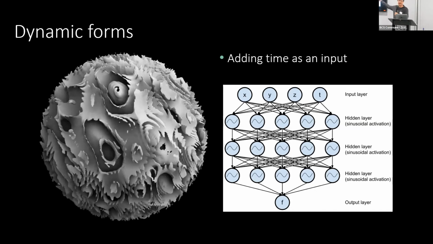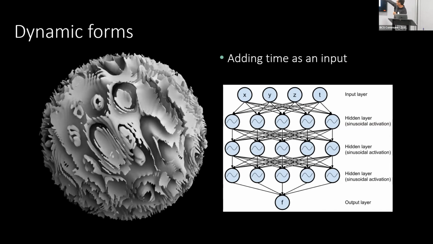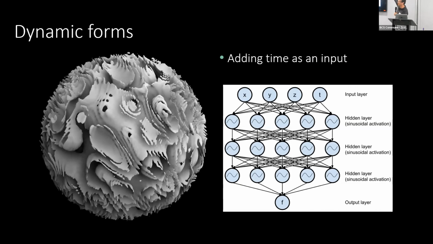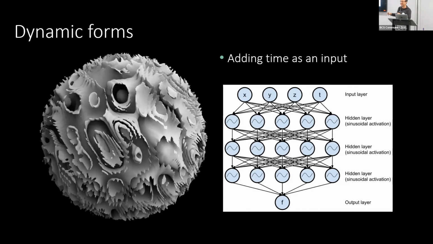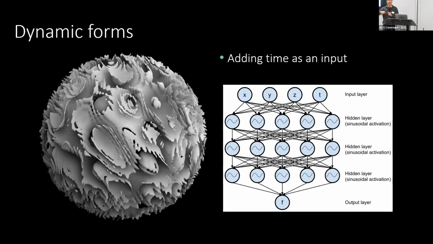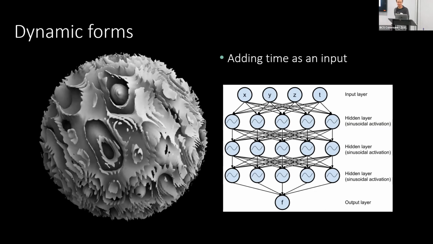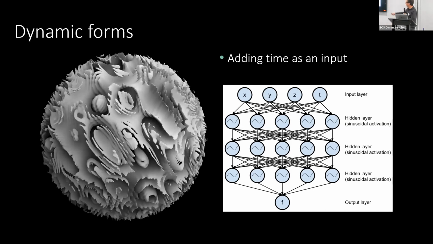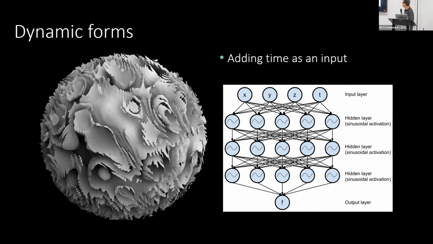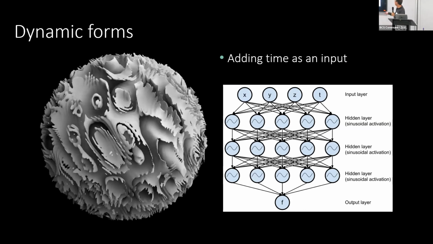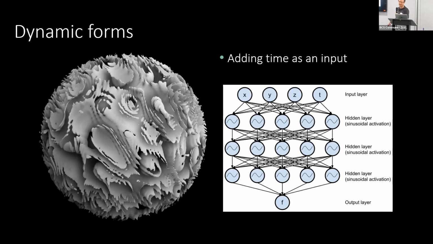Also, you can make them dynamic. Instead of just having an X, Y, and Z position in space, just have a fourth input, time. It's now naturally a dynamic form, changing over time. This is basically a siren producing a 3D structure with just one extra input for time.